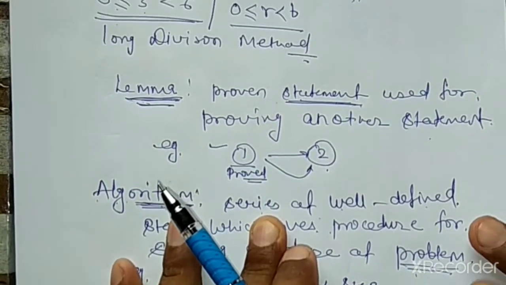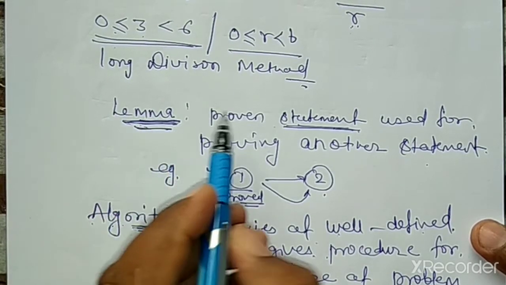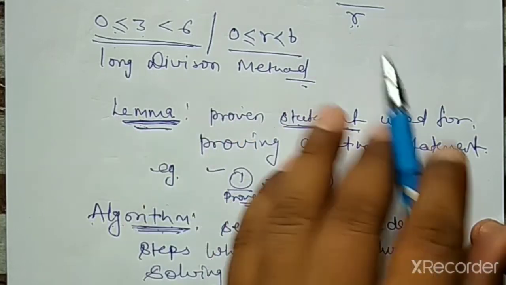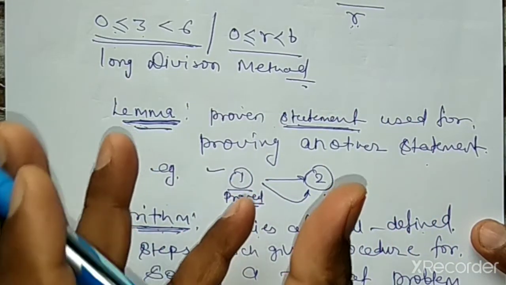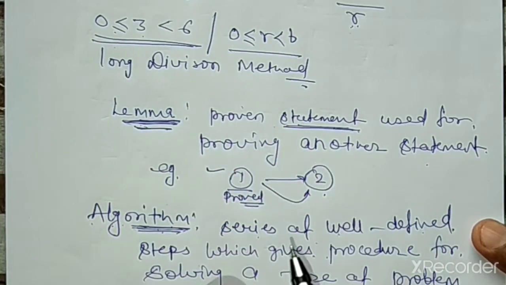And lemma is a procedure in which we are using the proven statement to prove another statement. Means, taking an already proved statement, if we prove another statement with it, that is a lemma.